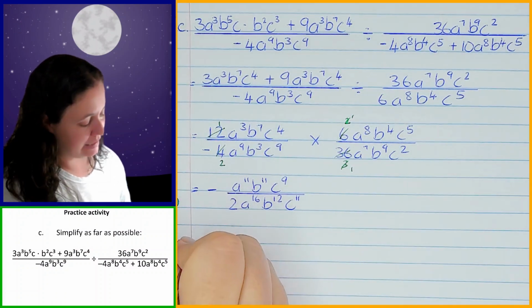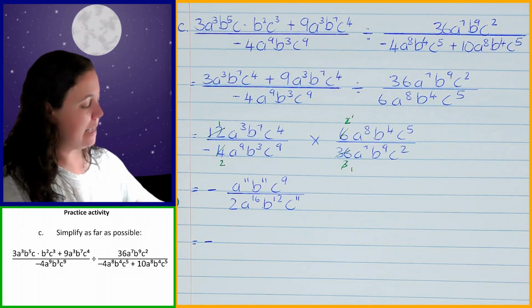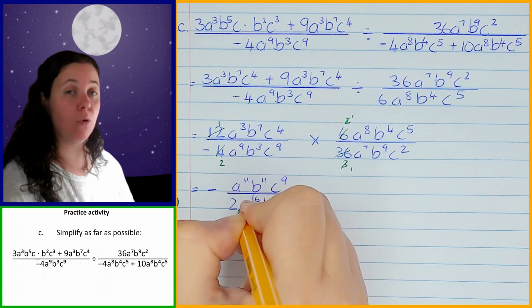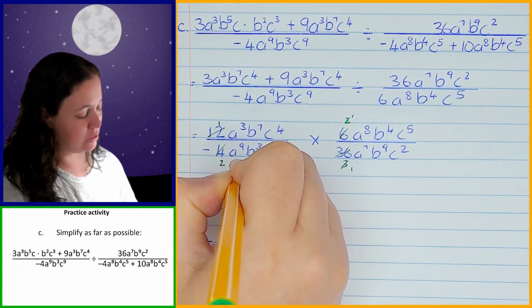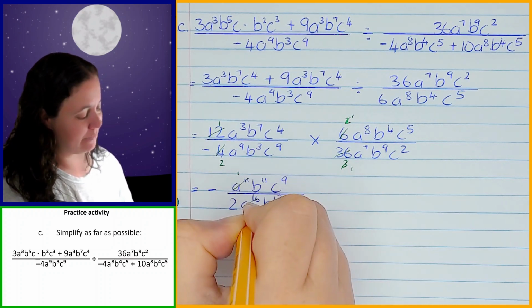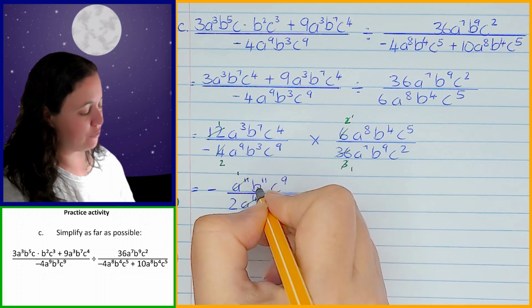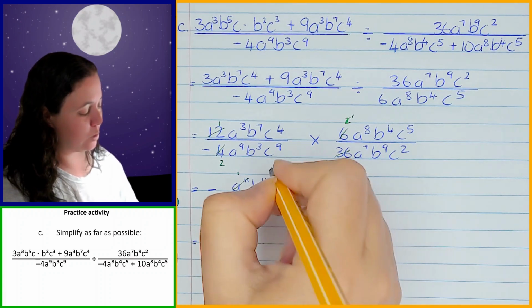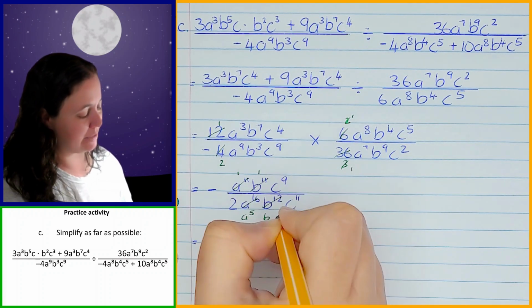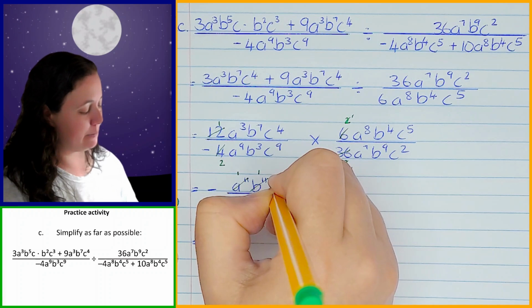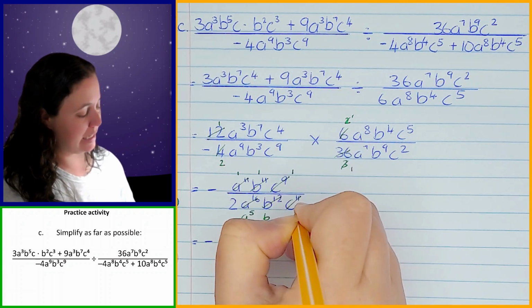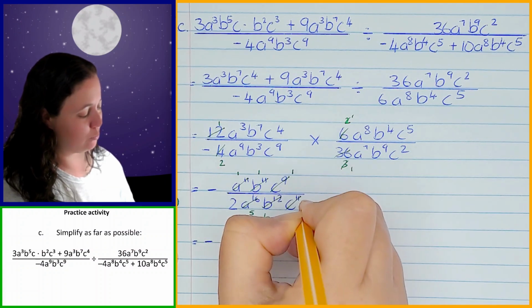Okay, so over here it's still negative. My a's, I've got 11 at the top and 16 at the bottom. There's more in the denominator, so the ones at the top are going to cancel, giving me 1. And in the denominator, that's going to give me a to the power of 16 minus 11, which is 5. Then my b's, I've got b to the power of 11 over b to the power of 12, so that cancels on the top. And at the bottom, I have b to the power of 12 minus 11, which is 1, so that's just b. And then my c's, I've got c to the power of 9 over c to the power of 11. This cancels at the top. And at the bottom, I get c to the power of 11 minus 9, which is 2.